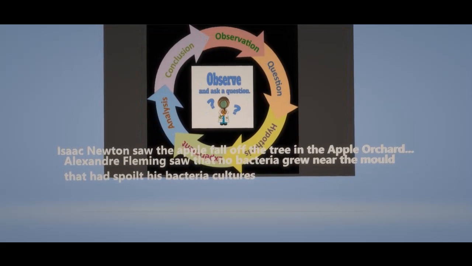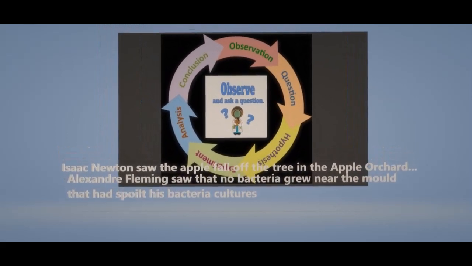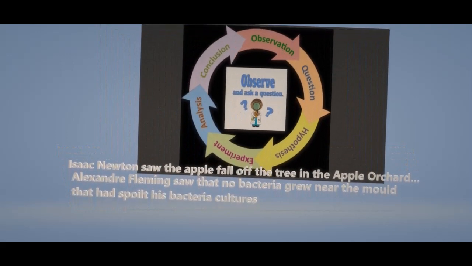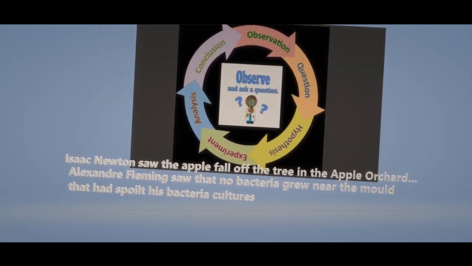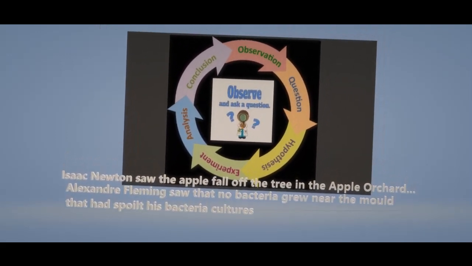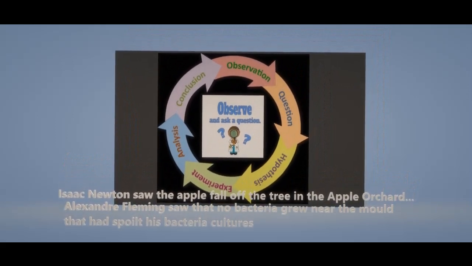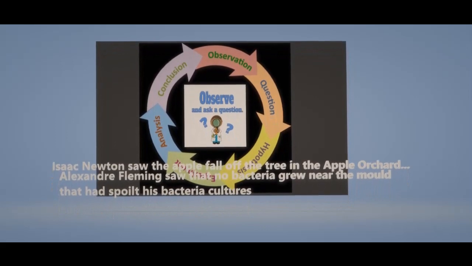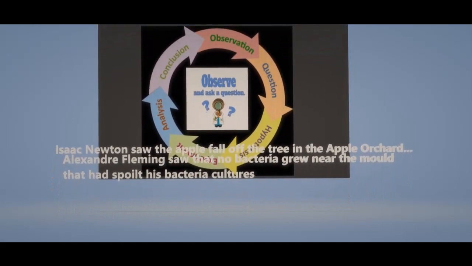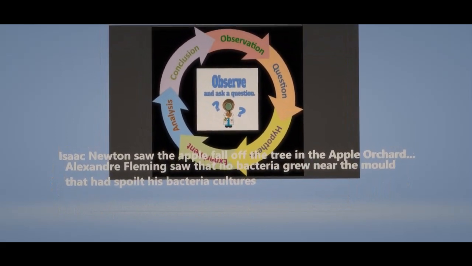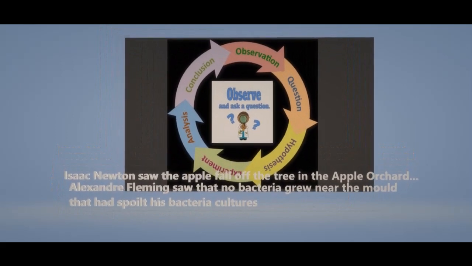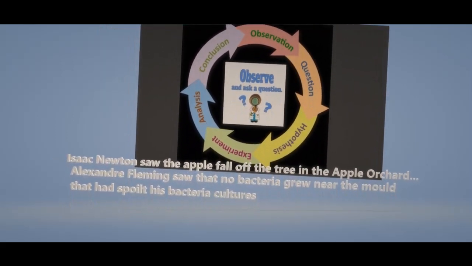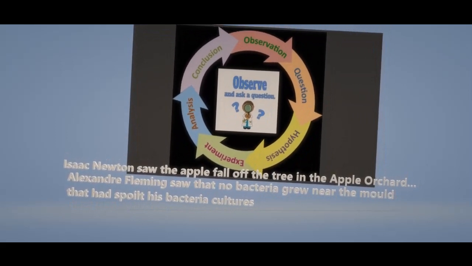All great scientific discoveries begin with somebody noticing something. Isaac Newton saw the apple fall from the apple tree in his orchard. Alexander Fleming, probably fuming that he'd allowed his bacteria cultures to get ruined, suddenly noticed that no bacteria grew where the mold was growing. So they observed. We need to start this lesson also with an observation. To do that, I've enlisted the help of Howcast and their YouTube channel.